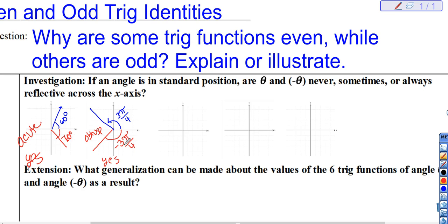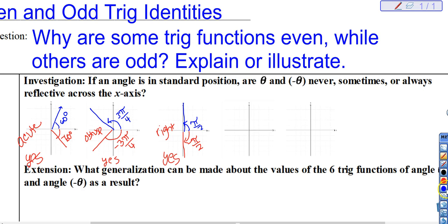What other kind of angles do we know about? Right angles? Okay, so we'll do a positive right angle, pi over 2, and a negative right angle, negative pi over 2. Reflective across the x-axis, yes or no? Okay, so right angles are also reflective. The opposite, pi over 2 and negative pi over 2. What other kind of angles do we know? There's 2 more types that we could study.